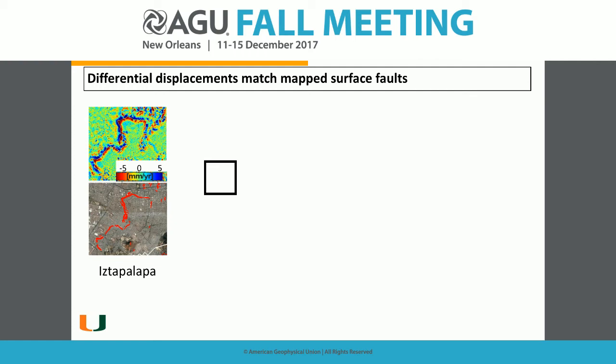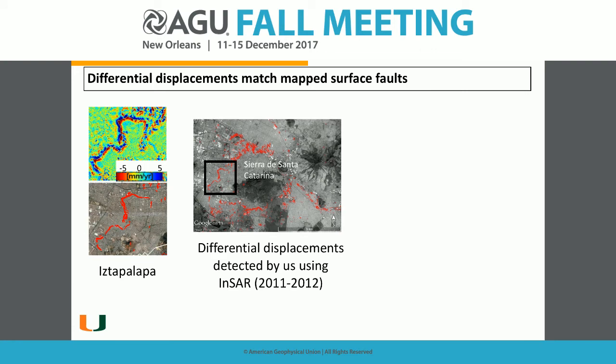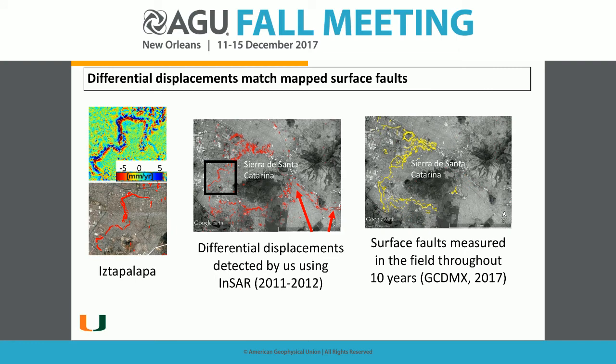If we do exactly the same thing for all the area around Sierra de Santa Catarina, we obtain all these red polygons. These are the boundaries of the differential displacements detected by us using InSAR from 2011 to 2012, independent of the earthquake. And then we compare them with this map released by the Mexican government, which is all the faults mapped in the city, but in a period of 10 years. So with 6 months of InSAR data, we're getting a good approximation of where the faults are located.